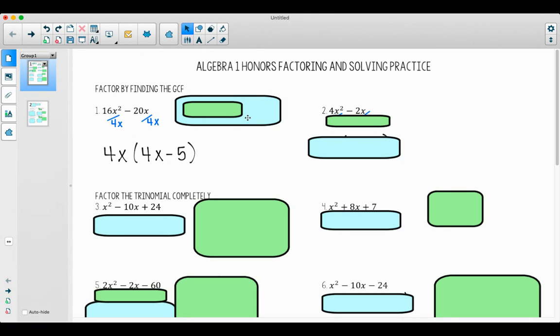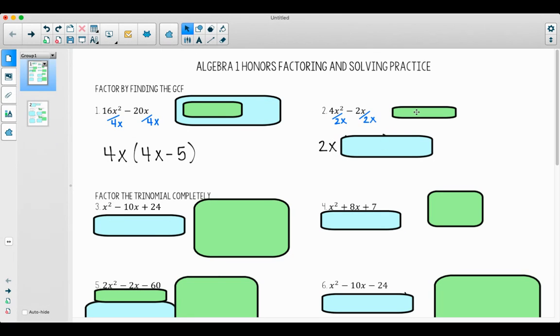So now you're going to try problem number 2. Let's see how we did. 4x squared minus 2x. So just like problem number 1, find the greatest common factor, which hopefully we realize is 2x. To figure out what's remaining, we divide both those terms by 2x. 4x squared divided by 2x is going to get me 2x.